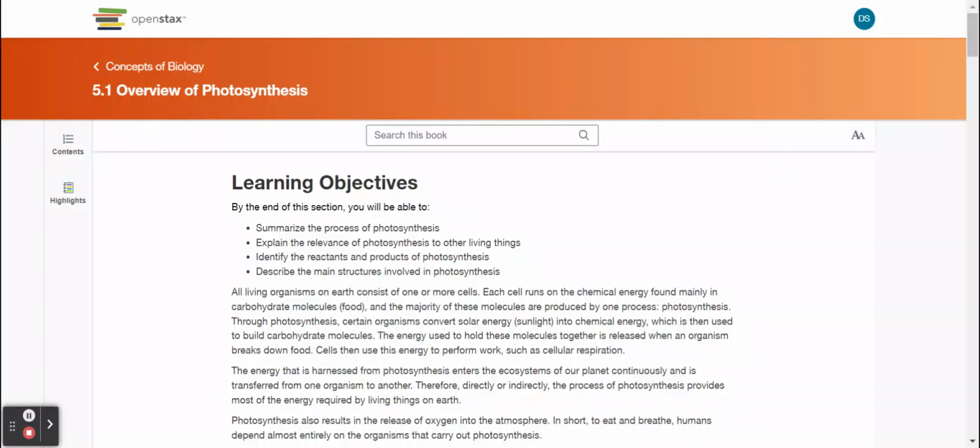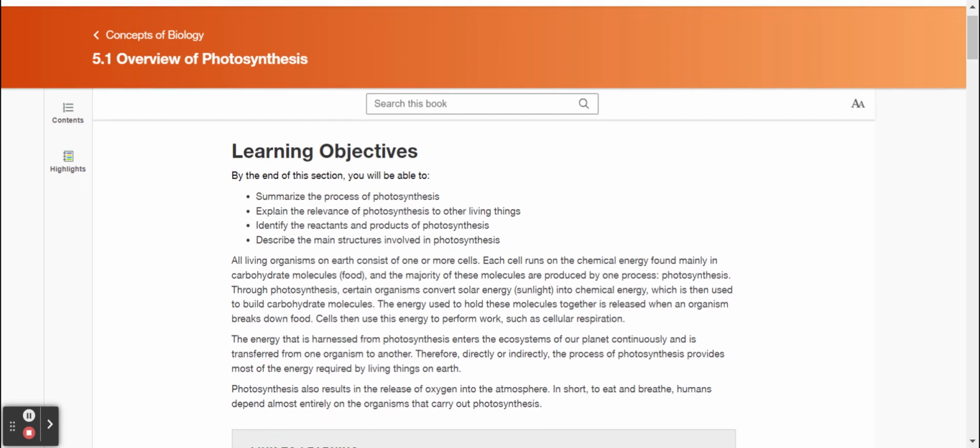Section 5.1, Overview of Photosynthesis. By the end of this section, you will be able to summarize the process of photosynthesis, explain the relevance of photosynthesis to other living things, identify the reactants and products of photosynthesis, and describe the main structures involved in photosynthesis.